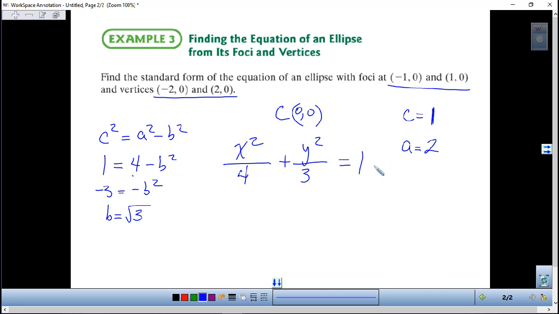Now, guys, remember, this is not what I found for c. That is always, always, always going to be 1. c is not in this equation anywhere. c is found by this other equation.